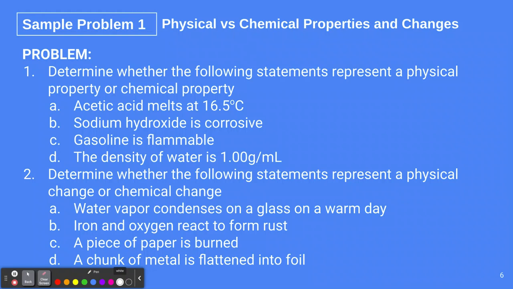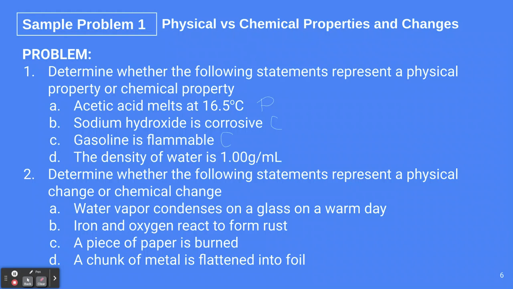All right, so I'm going to do a P for physical and a C for chemical. Acetic acid melts at 16.5 degrees Celsius. Well, that's its melting point, so that's just a physical property. Sodium hydroxide is corrosive. When we talk about corrosive, we're talking about how it interacts with other substances, so that's a chemical property. Gasoline being flammable is also a chemical property. We would have to react gasoline with some oxygen and obviously a spark to get it on fire.